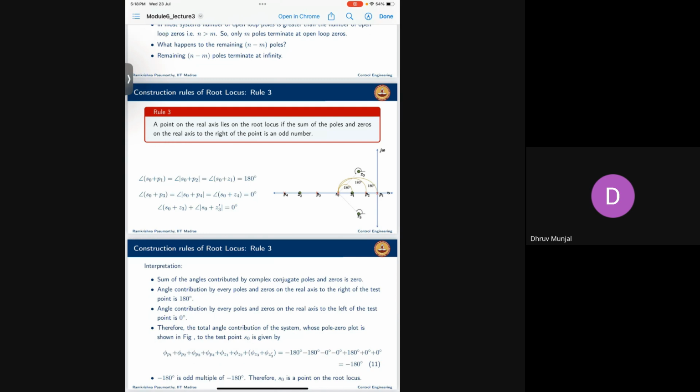I hope the 3 rules are clear. The number of branches is equal to the number of poles. You should always go from open loop poles to open loop zeros, and you should consider a test point to be on the root locus whenever the sum of poles and zeros to the right side is an odd number.